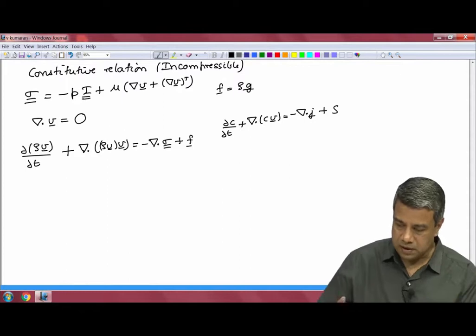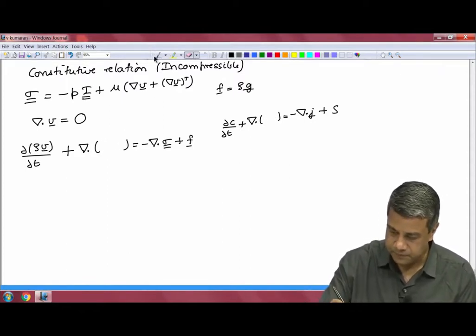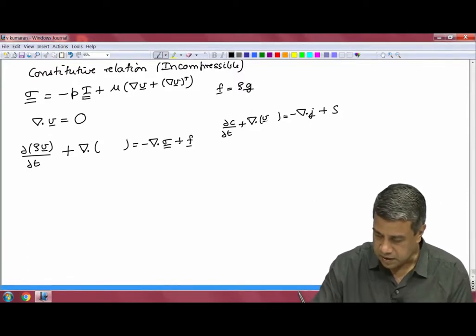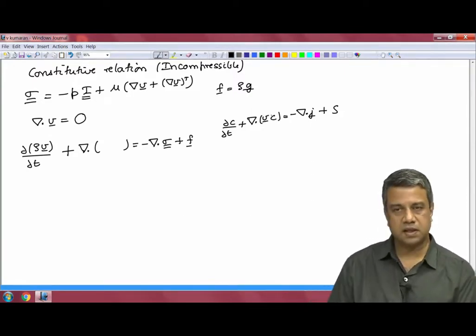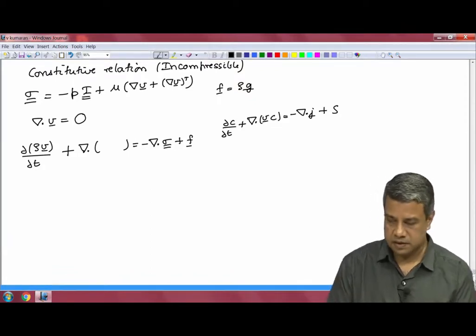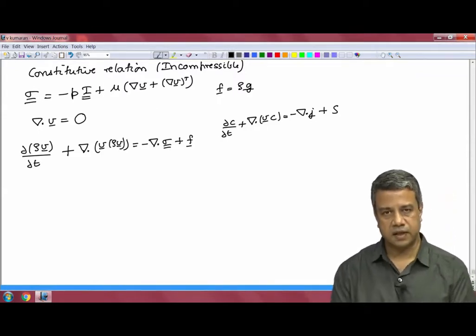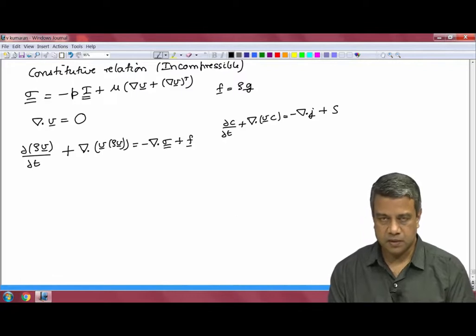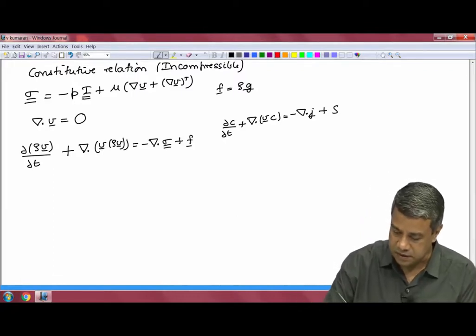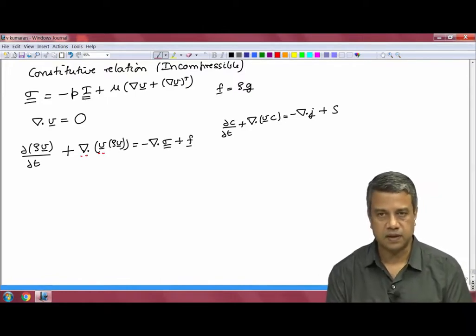Note that the dot product here, so let me write it a little bit more clearly. I will write this as V times C. In this case, C is a scalar, so it makes no difference. Similarly, I can write this as V times rho V. Now, rho V is a vector. The dot product is with the first V in front.